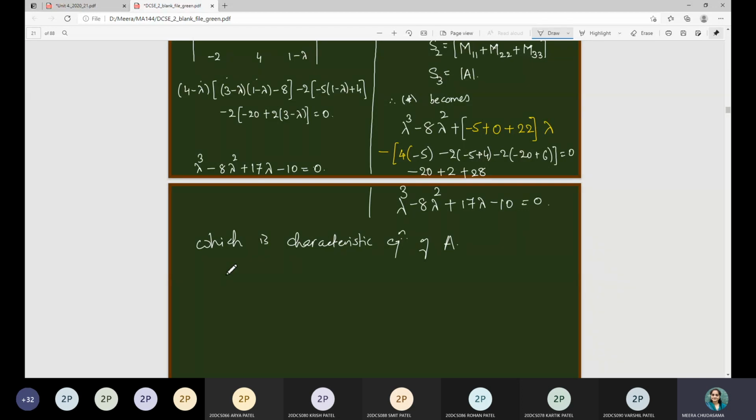Roots of this equation. If you consider all the coefficients, 1 minus 8 plus 17 minus 10, and add all of these, it becomes 0. Therefore, from your school level mathematics, I can say lambda is equal to 1 is one of the roots of this expression.